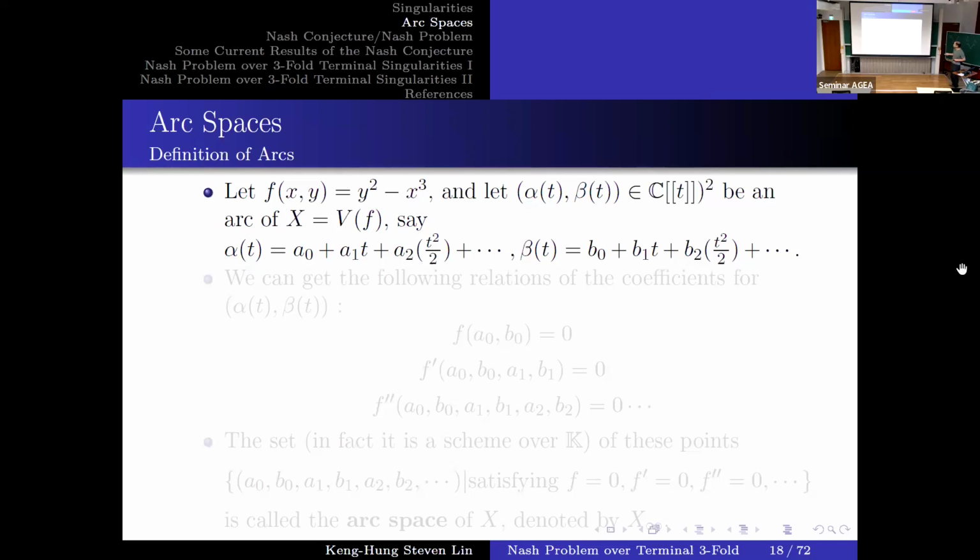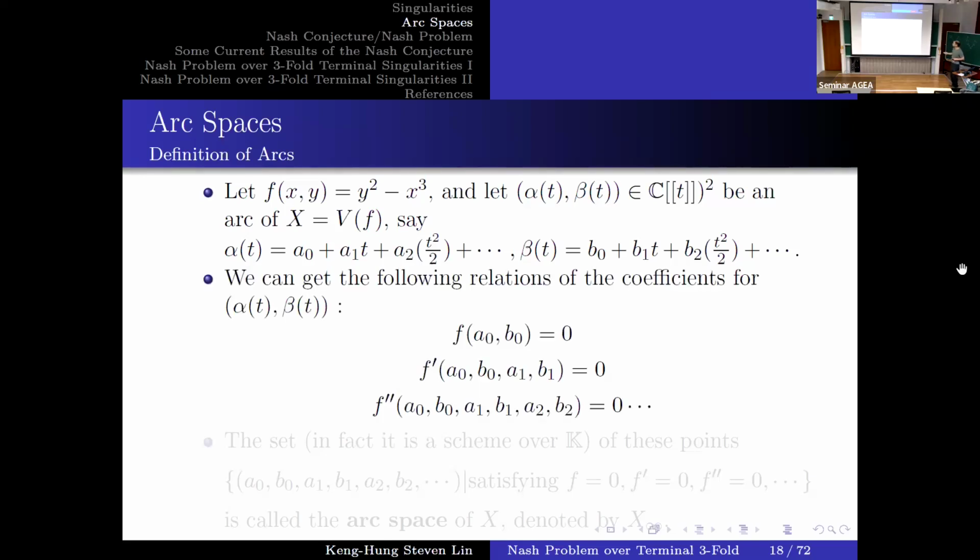All right, so let's take a look at its computation. Let f of x,y be y squared minus x cubed, and alpha, beta be a tuple of formal power series. So alpha of t is a formal power series: A0 plus A1 t plus A2 t squared over 2 plus and so on. Beta is B0 plus B1 t plus B2 t squared over 2 plus and so on. Then we can plug into the original equation, right?